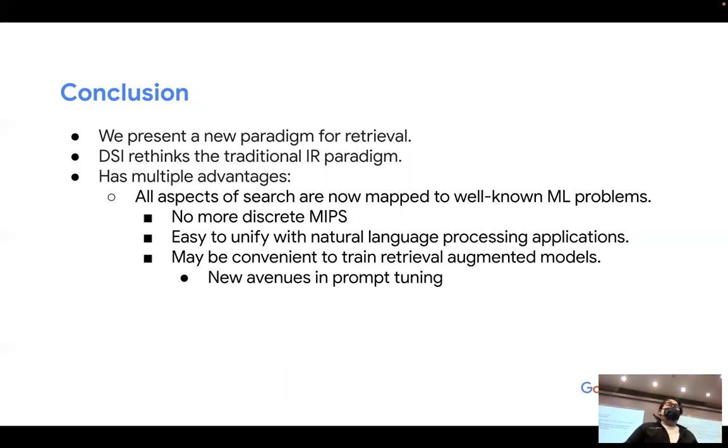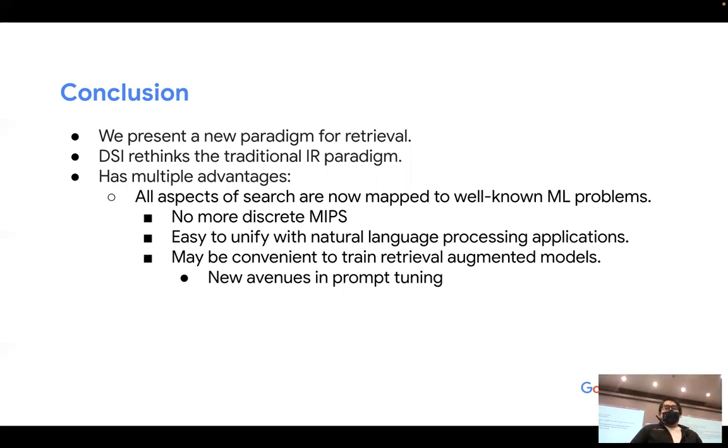We rethink the traditional IR retrieval paradigm of dual encoders, and we try to frame retrieval as generation. So this has multiple advantages. To recap, all aspects of search are now mapped to well-known ML problems, so there's no more discrete maximum inner product search, and it's easy to unify with other NLP applications. If you want a retrieval augmented model, you do not need to spin up a retrieval server. You can just do that in the same model. These are interesting things that we also want to try.